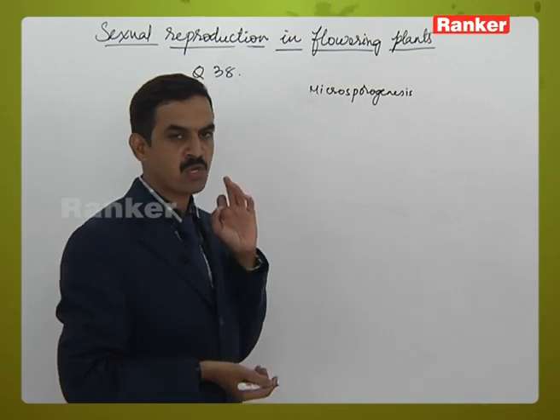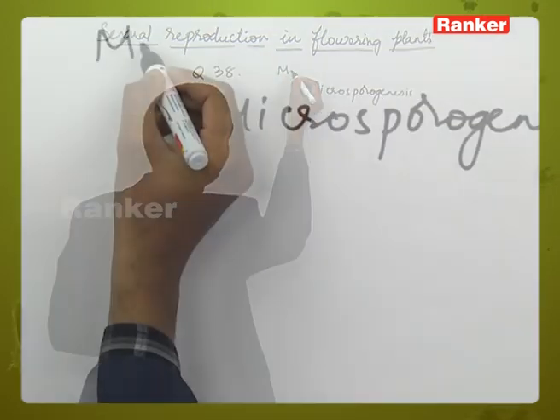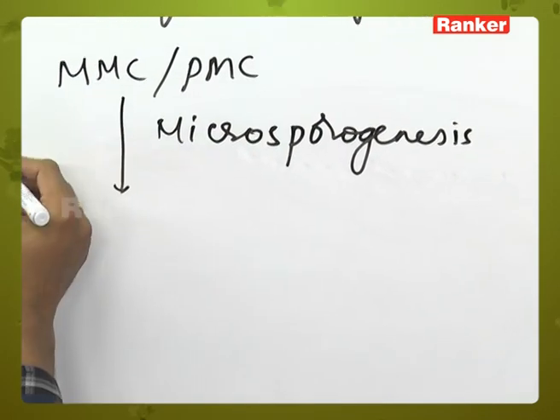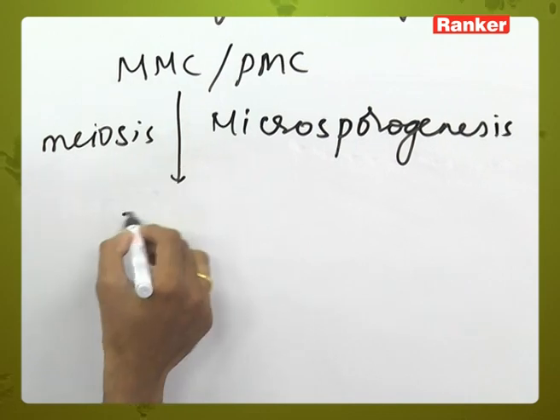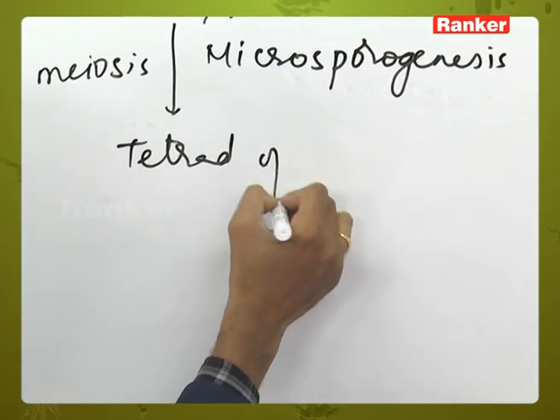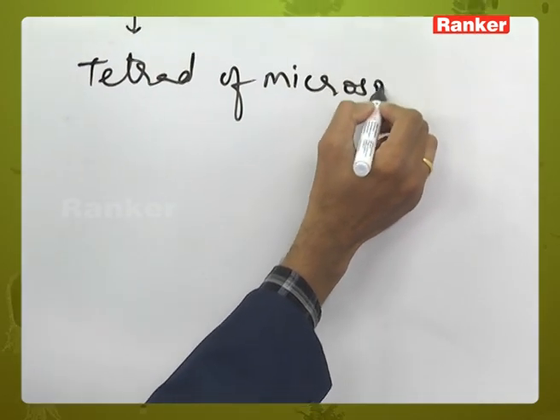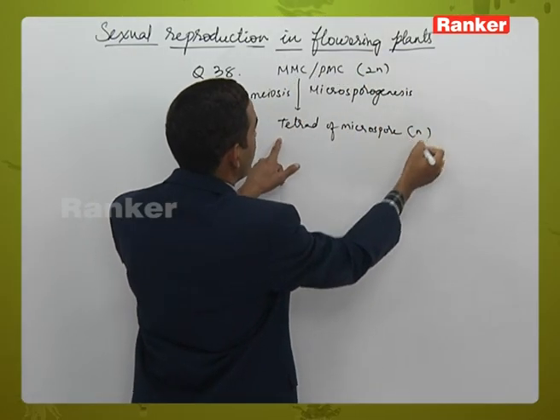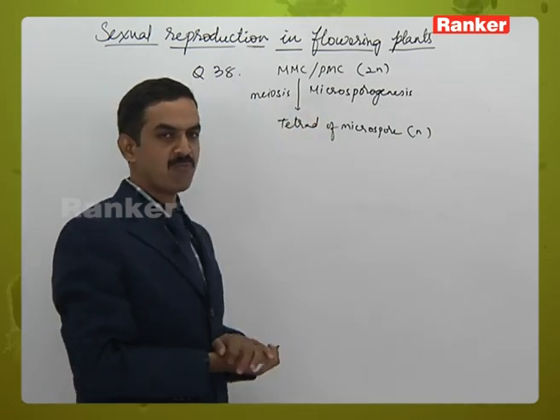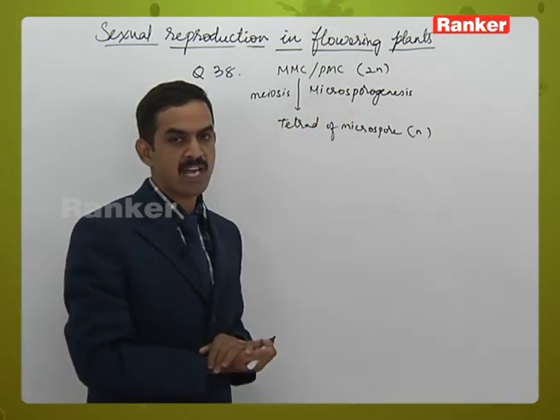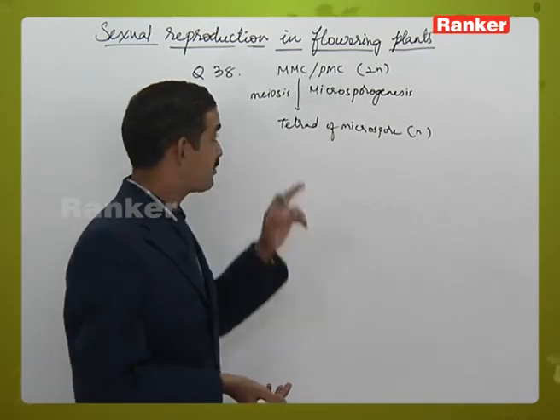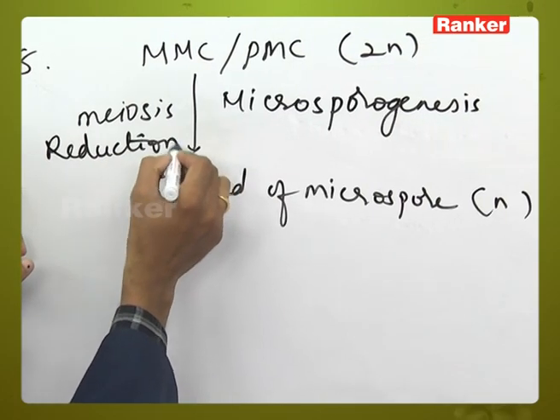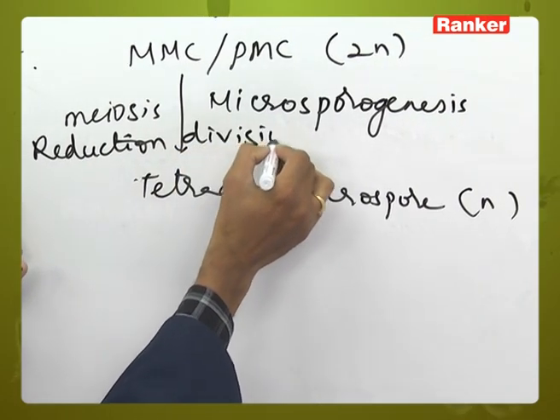When does this microsporogenesis take place? Here the microspore mother cell or pollen mother cell will undergo meiosis. It forms a tetrad of microspores. That means the diploid pollen mother cell will undergo meiosis to form a tetrad of microspores. This process is called microsporogenesis. That means here the type of division is reduction division, not equational division.